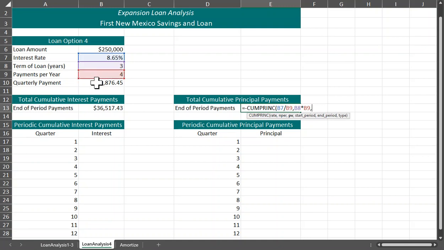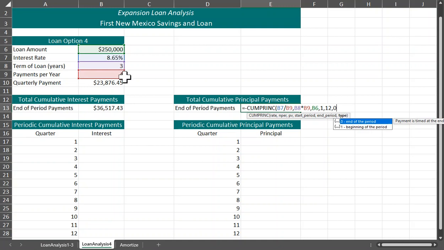Okay, so we'll go to the next one, which is present value. We had to put the negative on the outside, so we don't have to worry about the negative on the inside. So we'll just choose B6, comma. The start period is going to be from the first, comma, to the end, which will be the 12th period, comma, and again, we're doing 0.